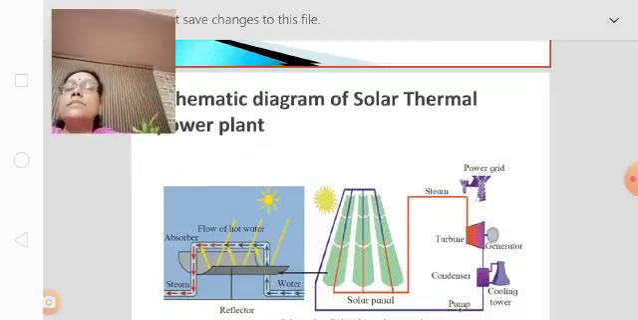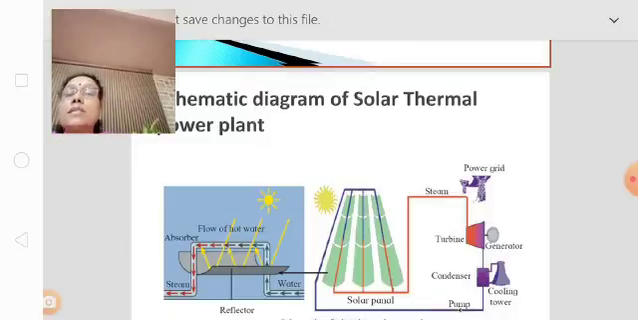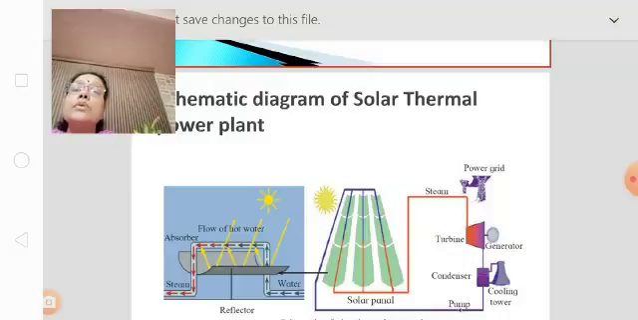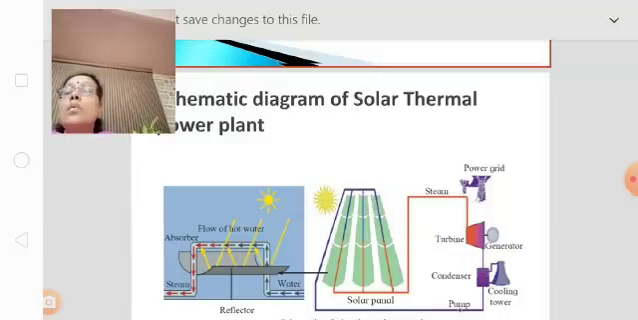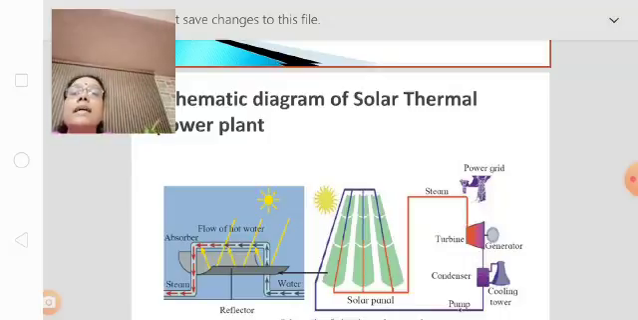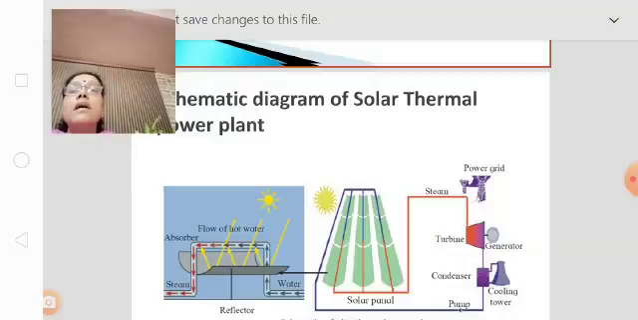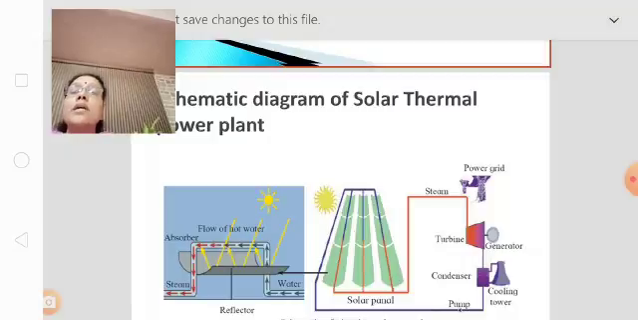Flow of the water: reflector first, then from the solar panel sunlight is trapped, and that is used for boiling the water, and then the steam will rotate the turbine and it produces the electricity and it is saved in the power grid. Again this steam will be cooled and sent back to the reflector for the next cycle. So this is a schematic diagram of a solar thermal power plant.